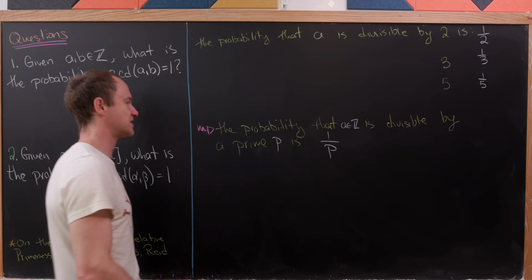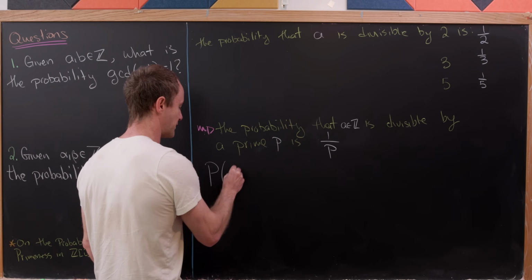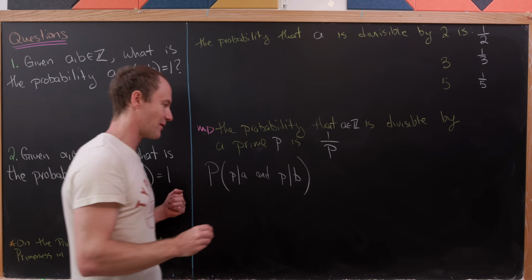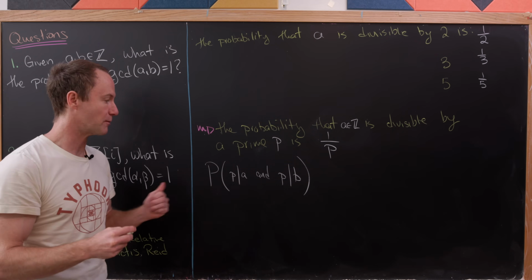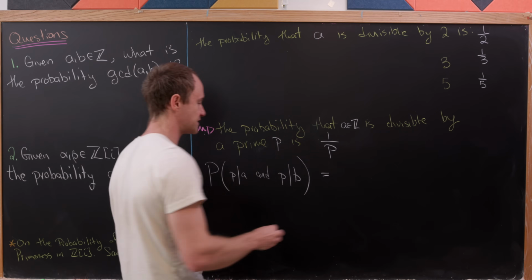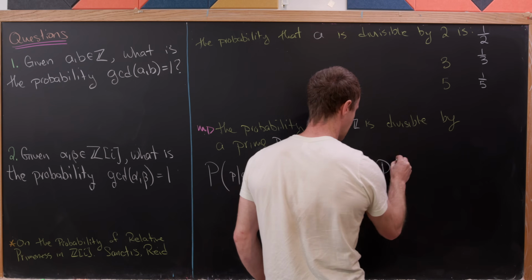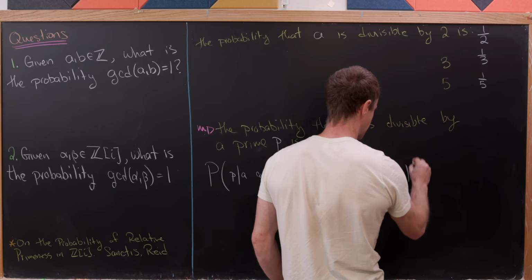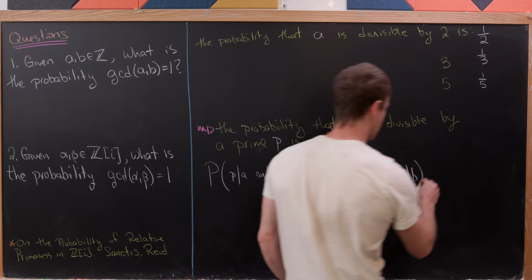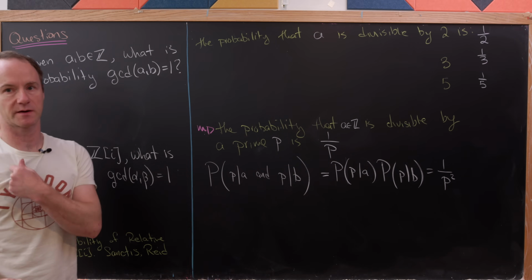But now let's extend that to two integers. Here I'm going to use some shorthand notation. The probability that p divides a and p divides b, so that's the probability that two integers a and b are both divisible by p. Let's observe that these are independent events. So that's simply the probability that p divides a times the probability that p divides b. By our observation just above, that's 1/p times 1/p. In other words, it's 1/p squared.